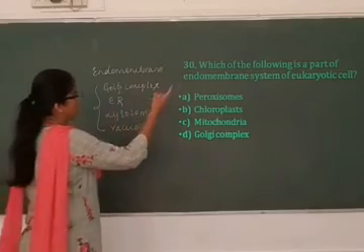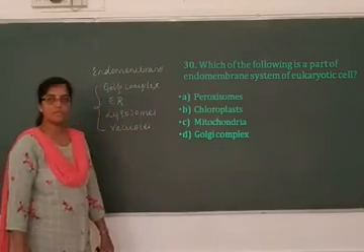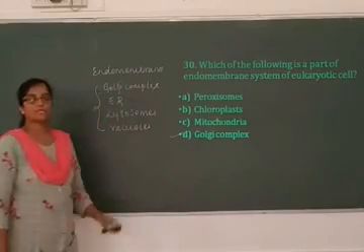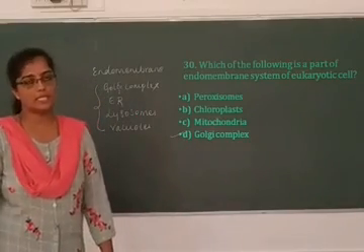Now, which of the following is a part of the endomembrane system of a eukaryotic cell? And if you look at the options, you have only Golgi complex. So option D, Golgi complex, is the right answer.